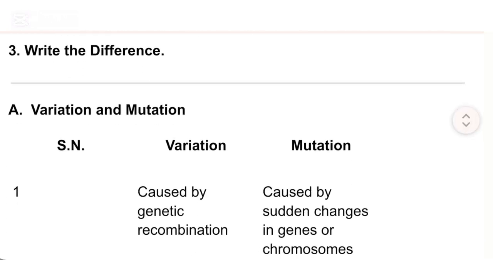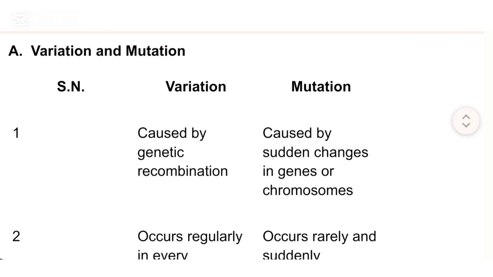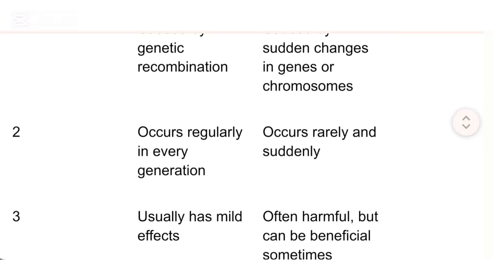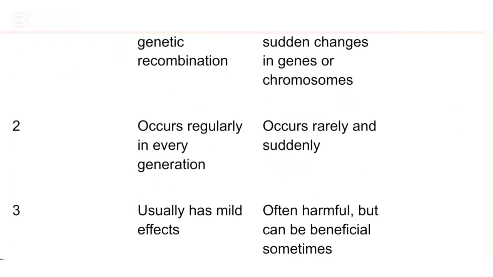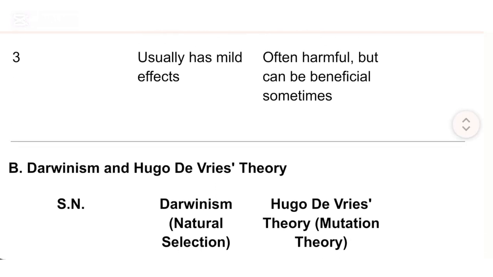3. Write the difference. A. Variation and mutation. S.N. Variation, mutation. 1. Caused by genetic recombination; caused by sudden changes in genes or chromosomes. 2. Occurs regularly in every generation; occurs rarely and suddenly. 3. Usually has mild effects; often harmful, but can be beneficial sometimes.